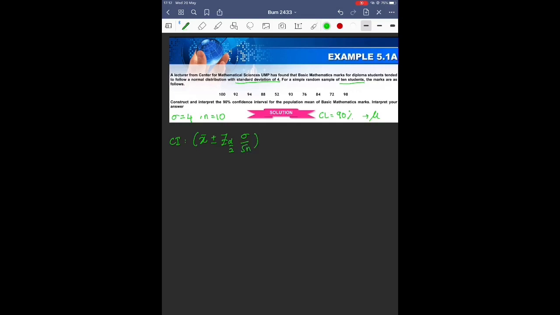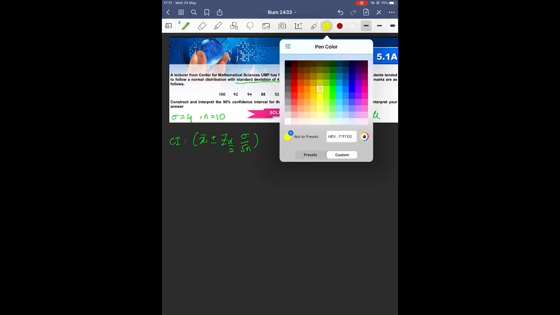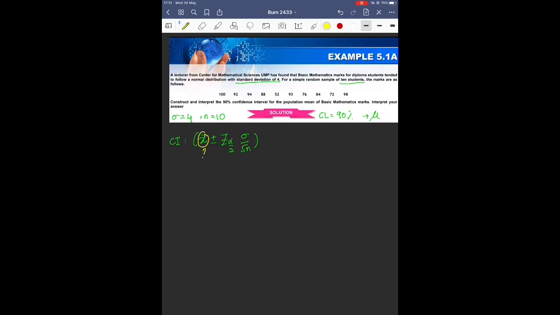Look at the formula. We have to substitute all the values. Do we have the x bar value? No, we don't, but we can find it from the data. From the data given, we calculate the x bar. X bar is equal to 84.9. We have sigma equals 4 and n equals 10. Now we have to find the z alpha over 2 value.